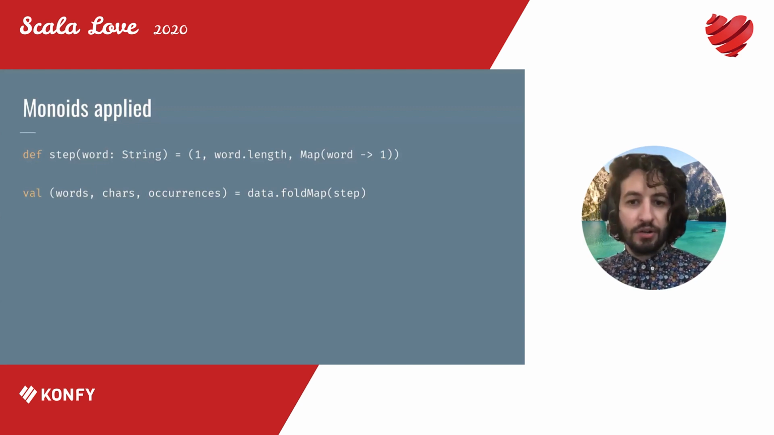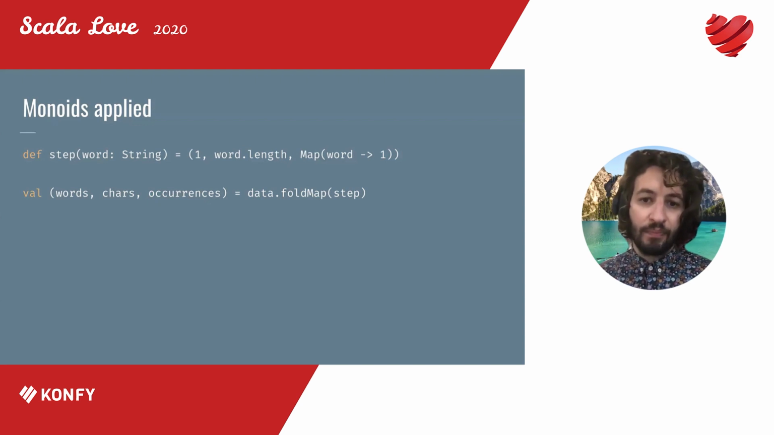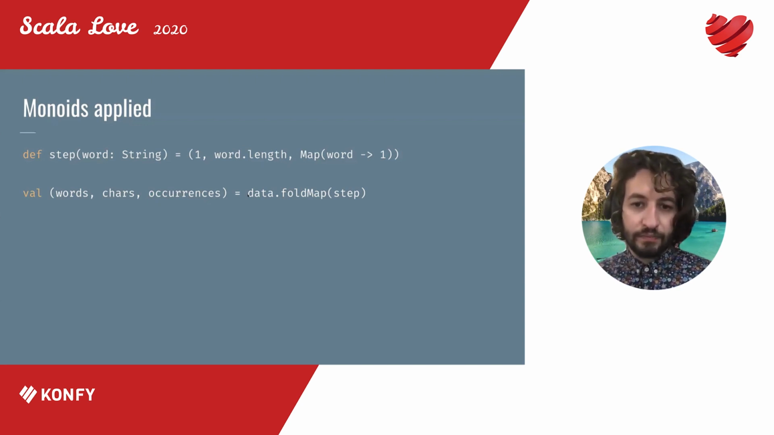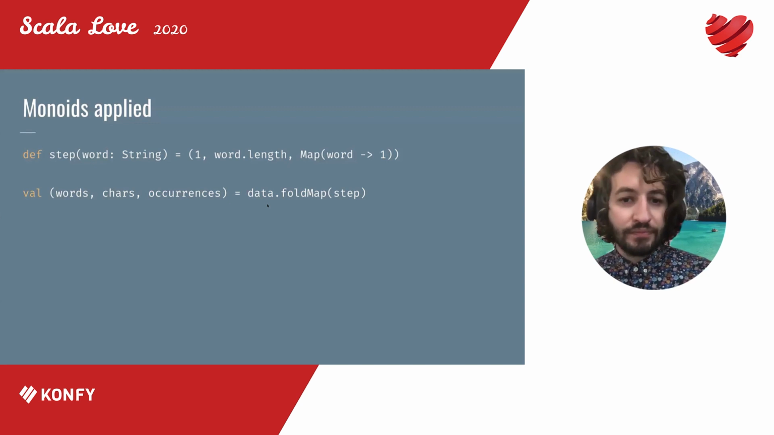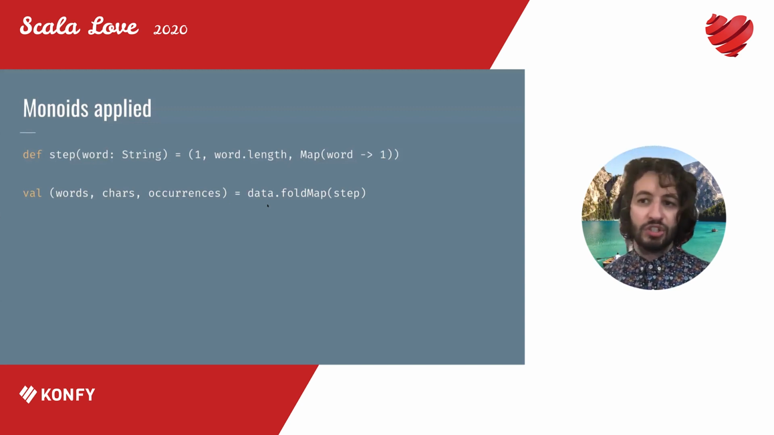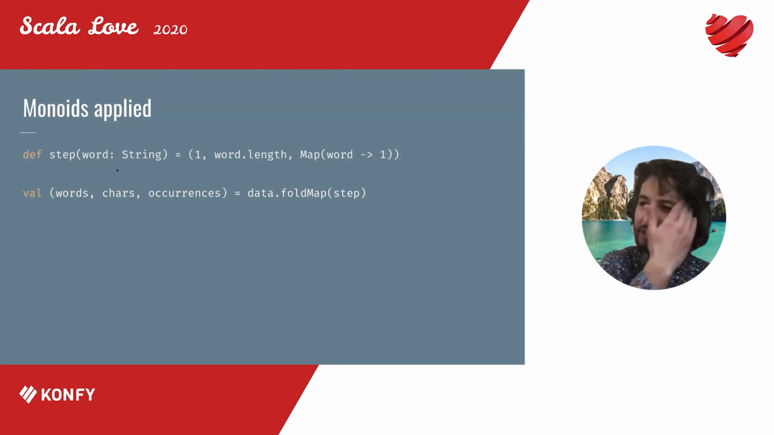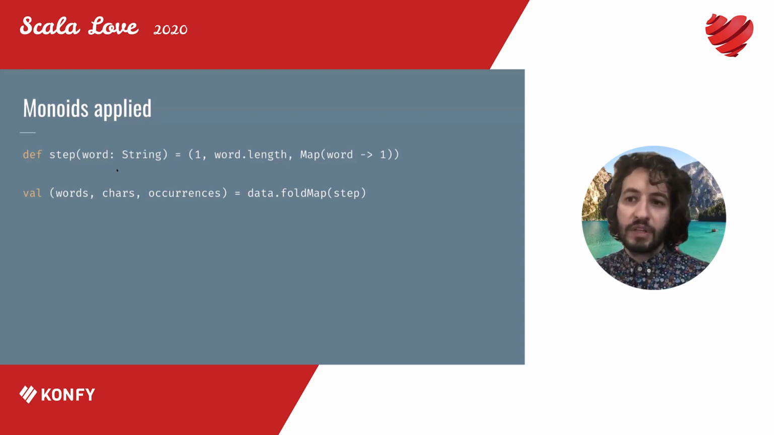So for example, we have this neat little example that I like to use, where basically we have this function right here, and this data variable right here. Can you see my mouse? Probably. This data variable is just some form of text, and we use foldMap, which is basically like combine all combined with map. So we basically take this list of strings, some kind of text, and we run this step function on each of those strings.